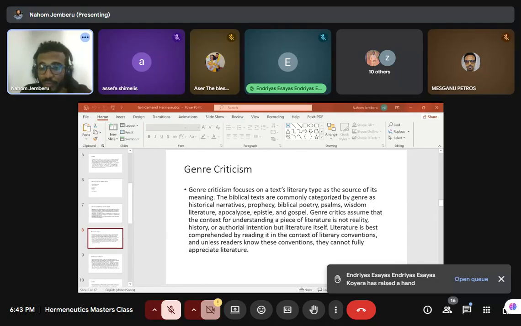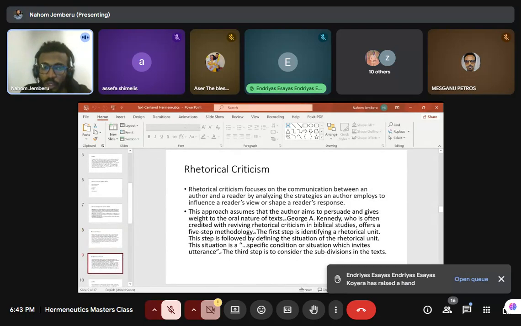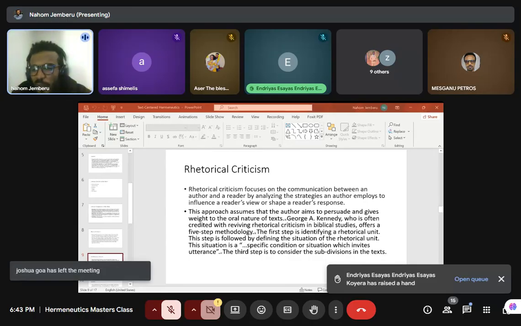So trying to understand genre is important for text-centered hermeneutics. There is also what you call rhetorical criticism. Rhetorical criticism focuses on the communication between an author and reader and tries to understand how the author is arguing, how the author is trying to convince the readers. So rather than the actual wording, the actual content, like how each phrase works, rhetorical criticism focuses on the argumentative power of what's being communicated, the rhetorics of it. So these are text-centered approaches.